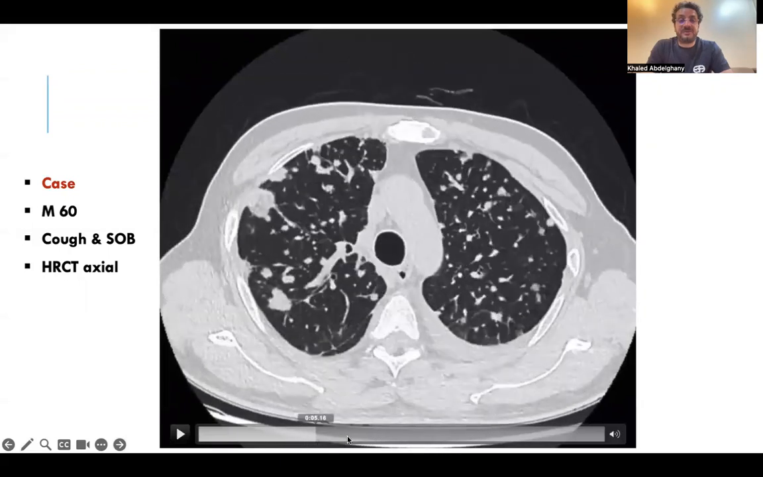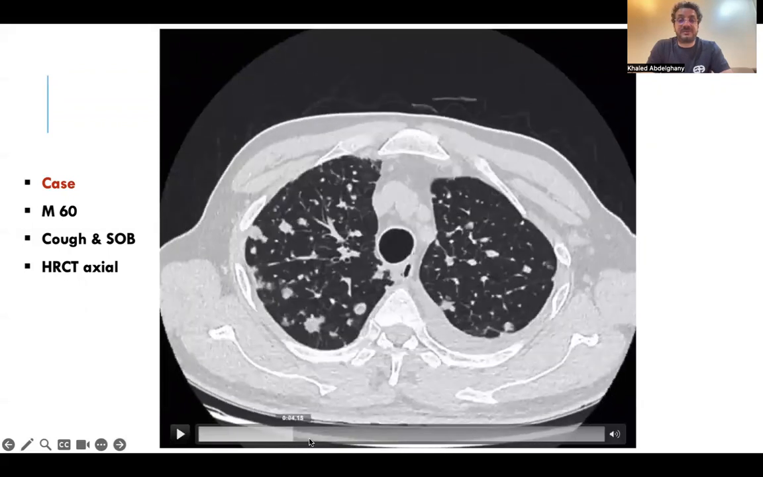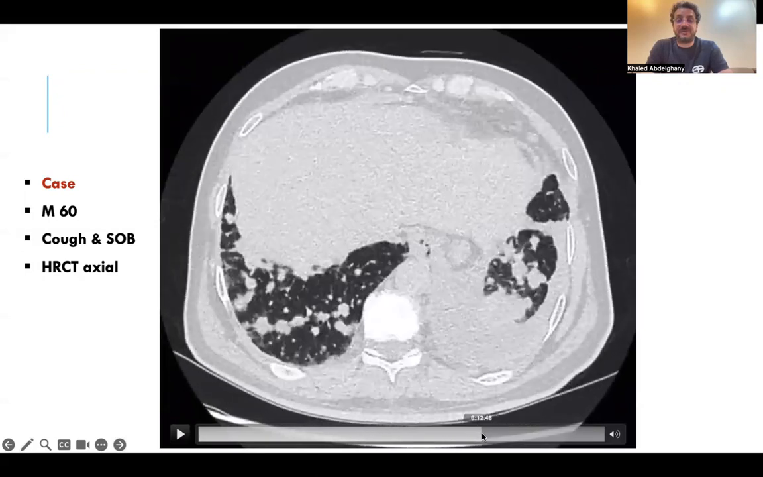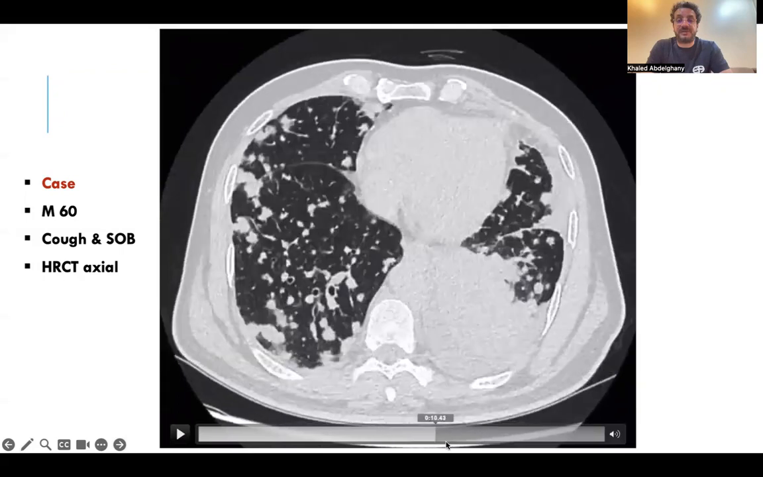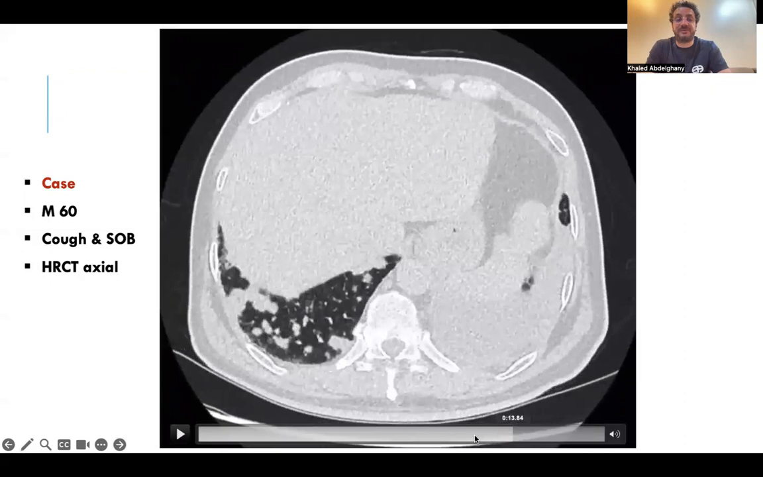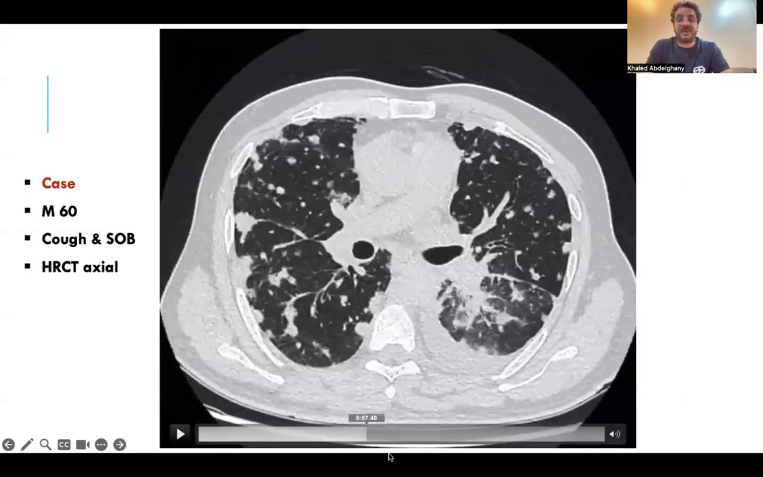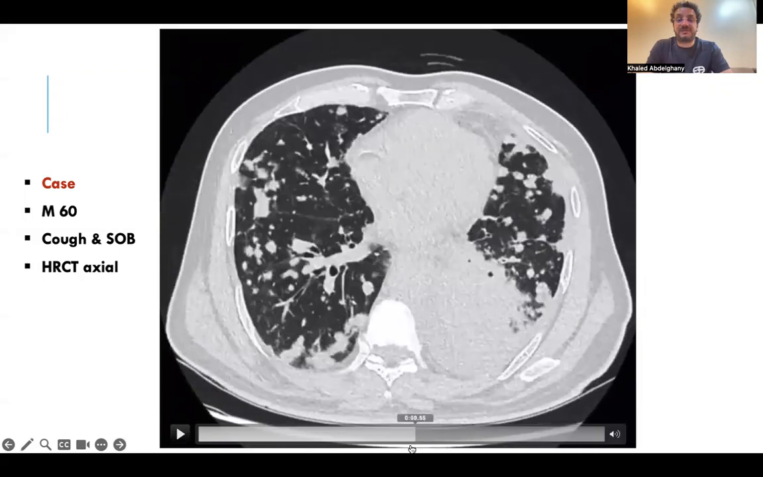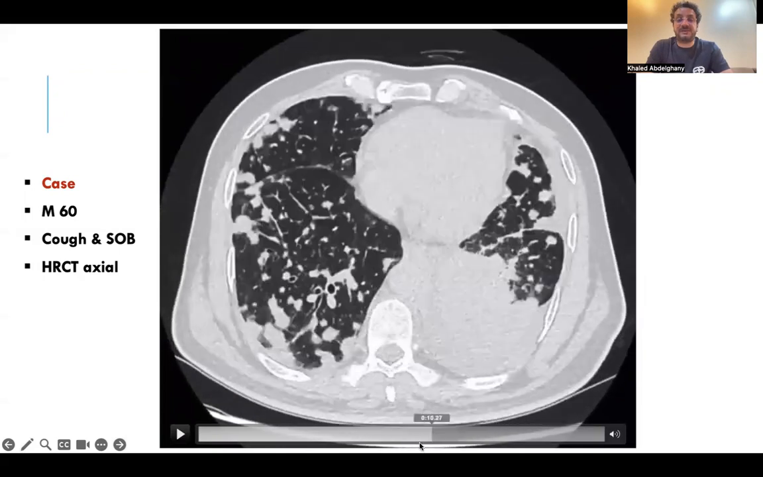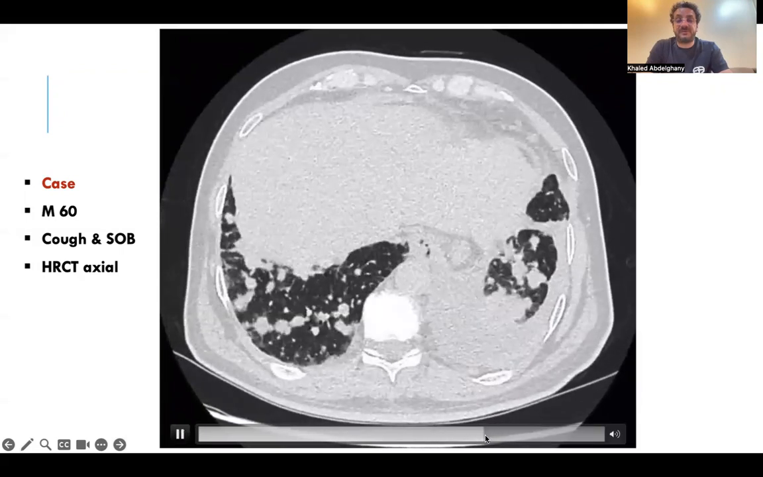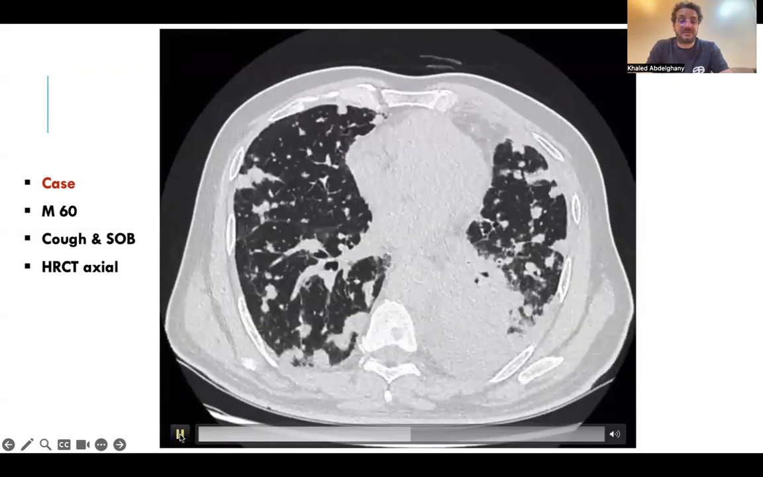showing multiple, countless nodules. We have a left lower lobar pneumonia-like appearance or consolidation with air bronchogram and left pleural effusion. So we have here, what do you think, either an infection or a neoplasm because of this left lower lobar pneumonia-like appearance.